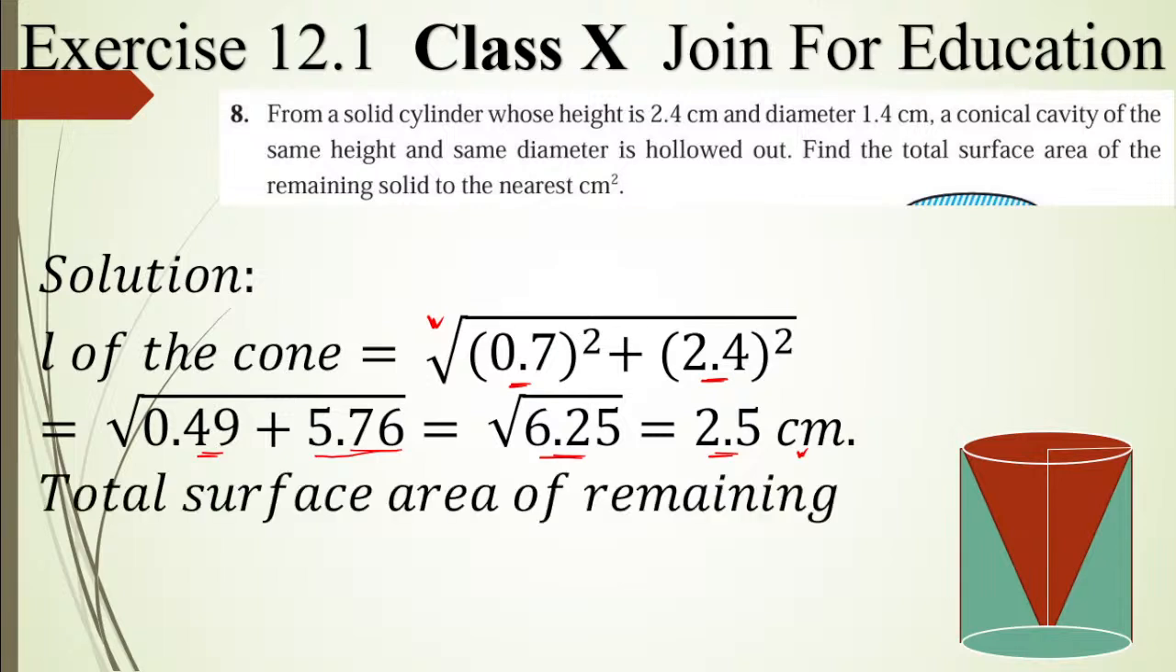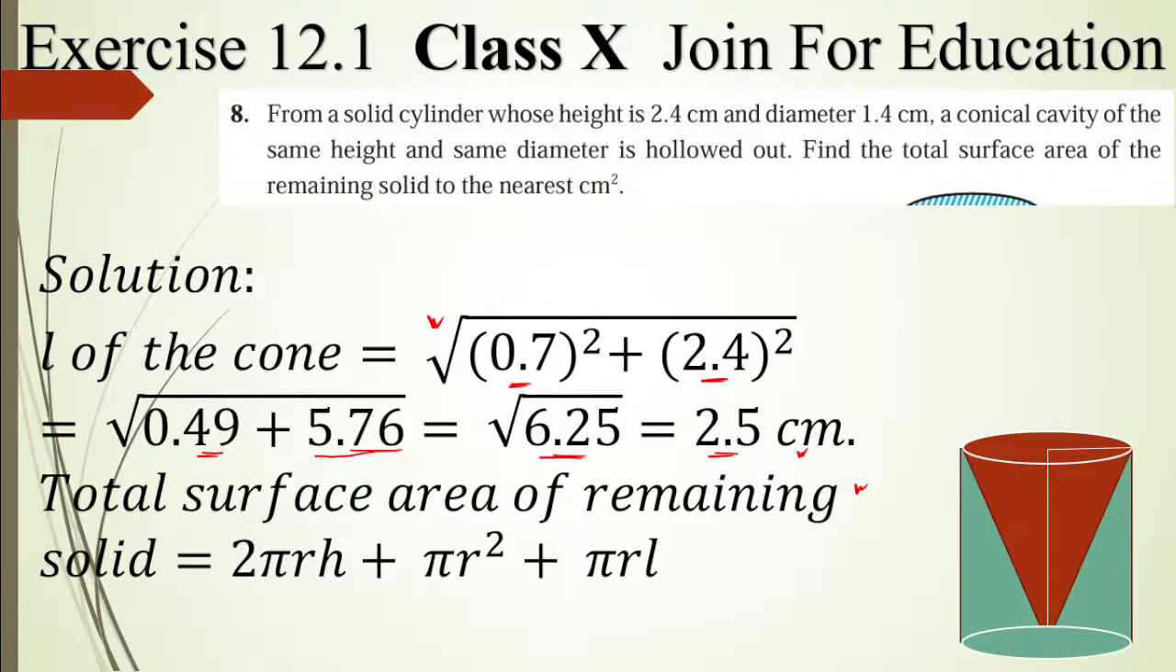Total surface area of the remaining solid equals 2 pi rh plus this portion pi r square, this part, plus CSA of the cone pi rl. Taking pi r common, we get here 2h plus r plus l.